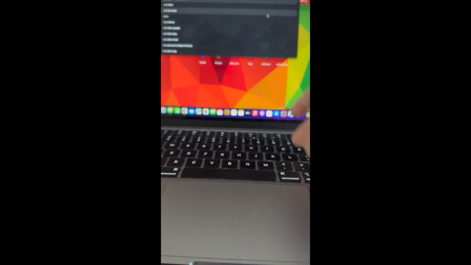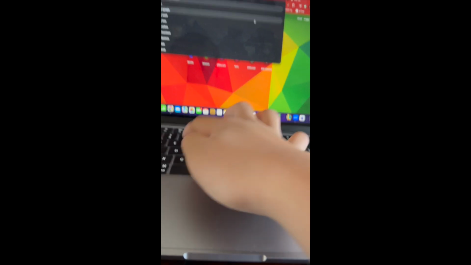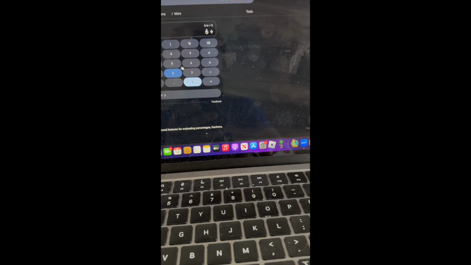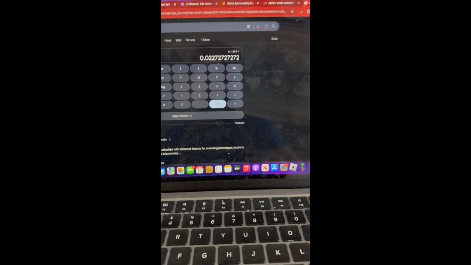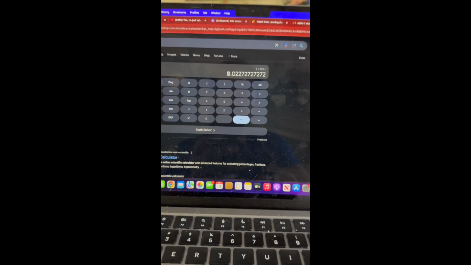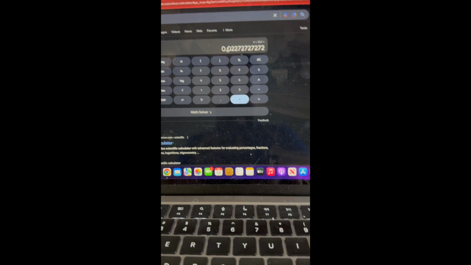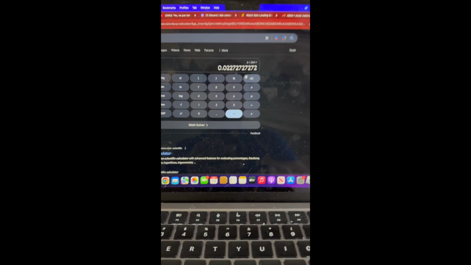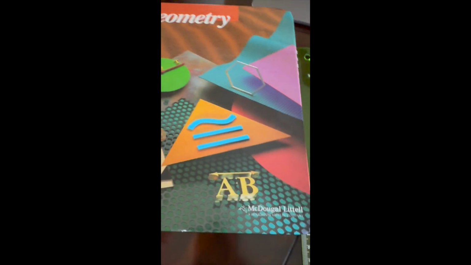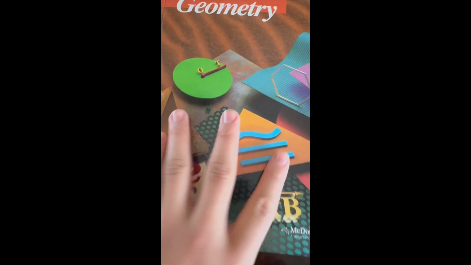So if we go to a calculator, right here, we can do 6 divided by 264, and we can find that the average grain weighs approximately 0.023 grams.